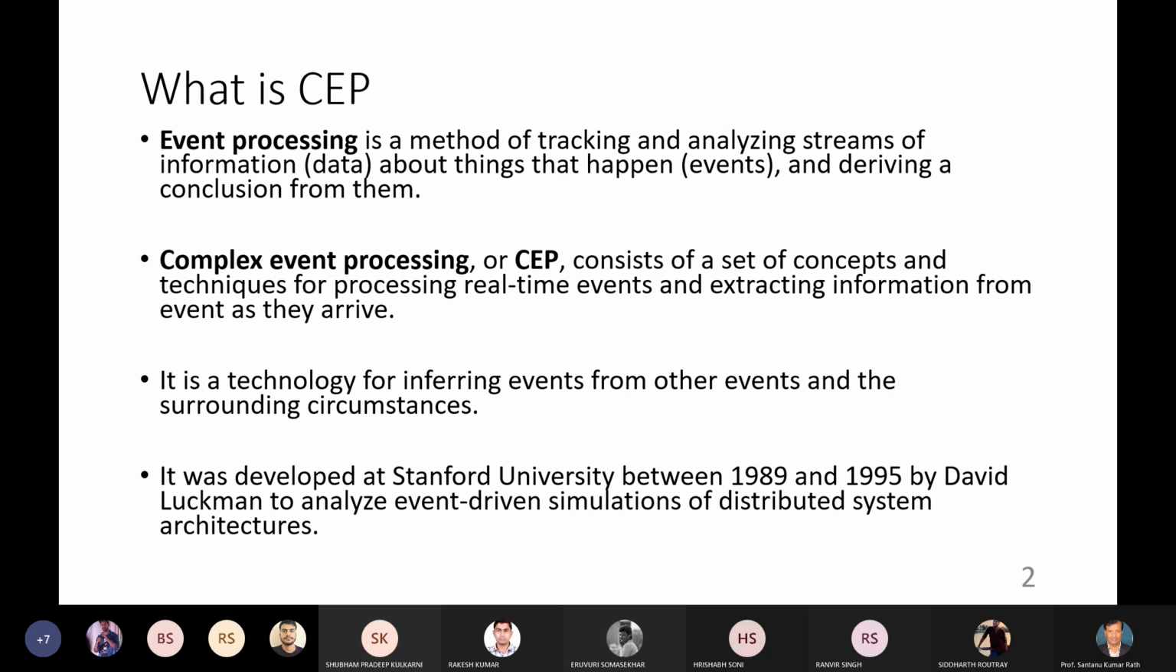So it is a technology surrounding circumstances of that event. CEP was developed at Stanford University between 1989 and 1995 by Professor David Luckham to analyze event-driven simulations of distributed system architectures.